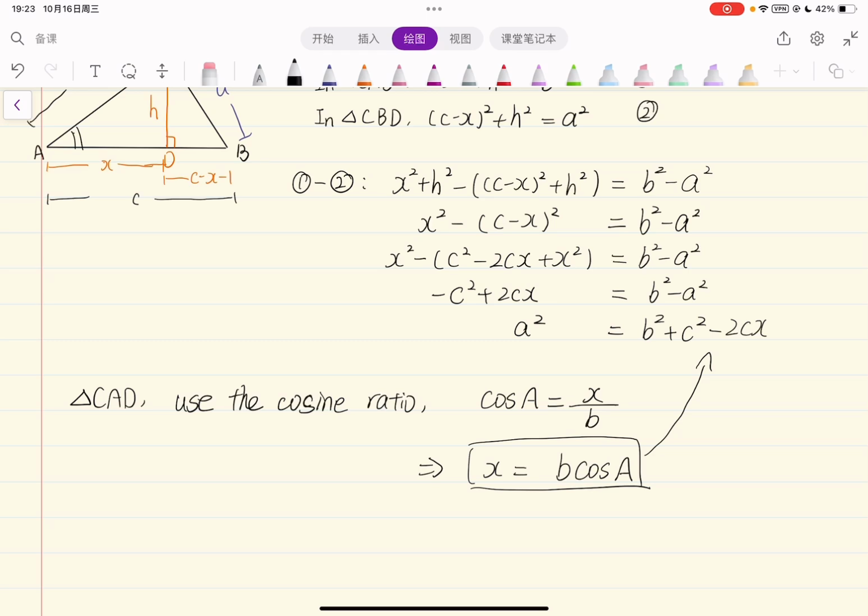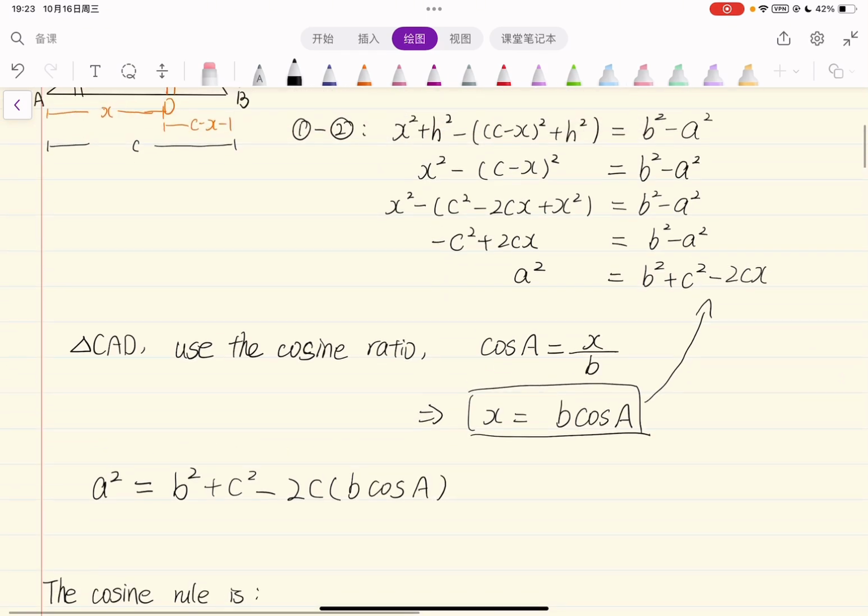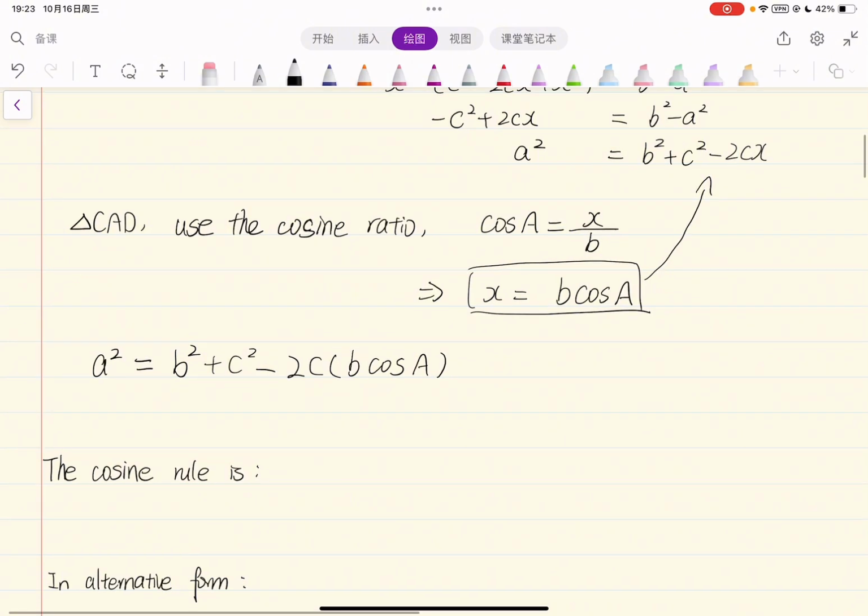Thus we have a squared equals b squared plus c squared minus 2c times b cosine A, and we rearrange that. We can get the cosine rule, that is a squared equals b squared plus c squared minus 2bc cosine A. That is the cosine rule.